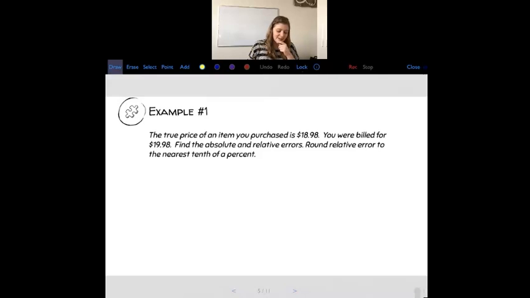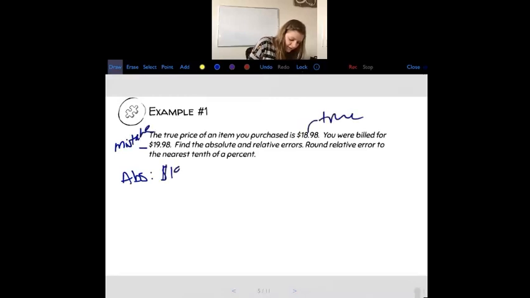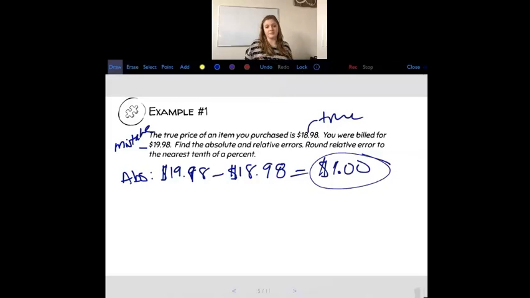Example 1. The true price of an item you purchase is $18.98. You were billed for $19.98. Find the absolute and relative errors. Round relative error to the nearest tenth of a percent. So absolute error takes our mistaken value minus the true value. So this is the mistake, and this is the true. So we would be taking $19.98 minus $18.98, which would give us an absolute error of $1.